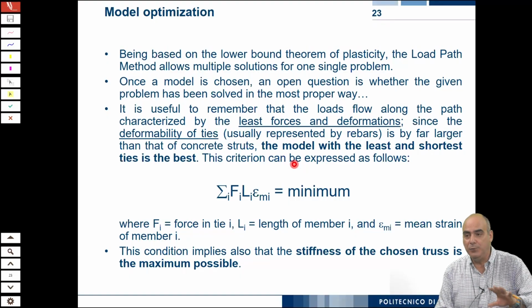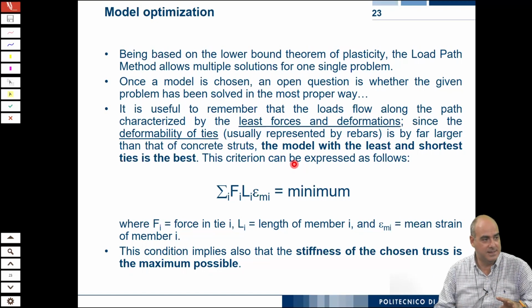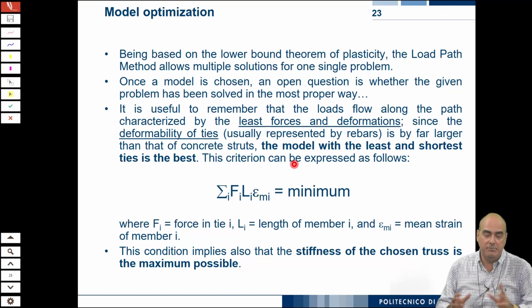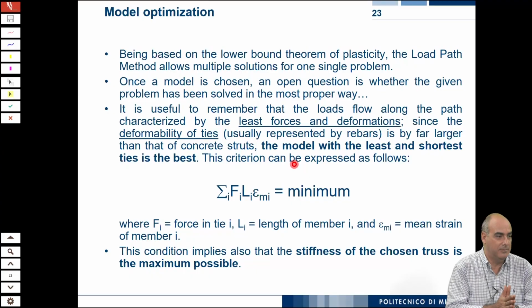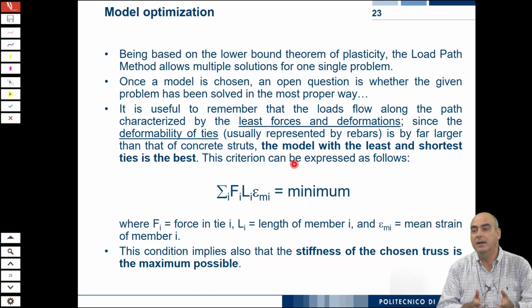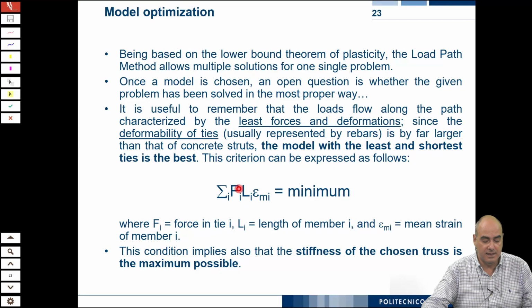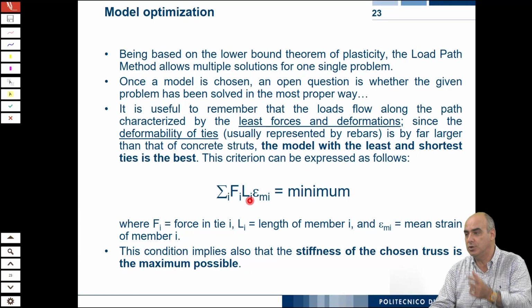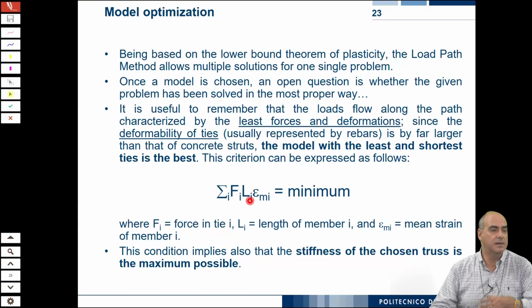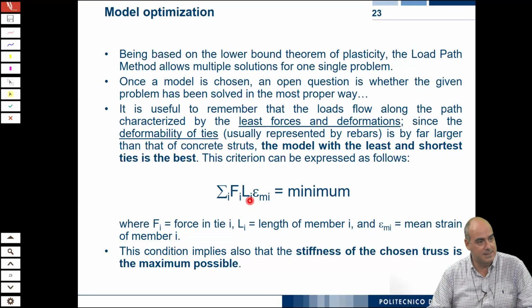Then, as I said, we can find different arrangements. Which one is the most probable? The one which guarantees you the minimum energy. And minimum energy is, you know, the stress state times the deformation times the length. So for this reason, I said choose the path with the shortest length, because that is one condition to minimize the energy.